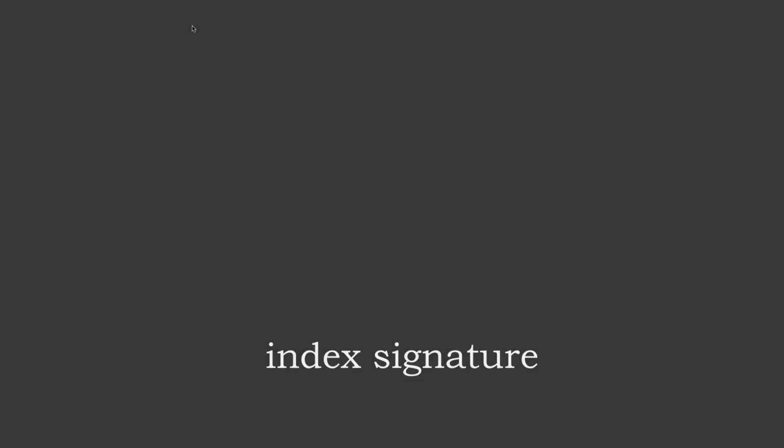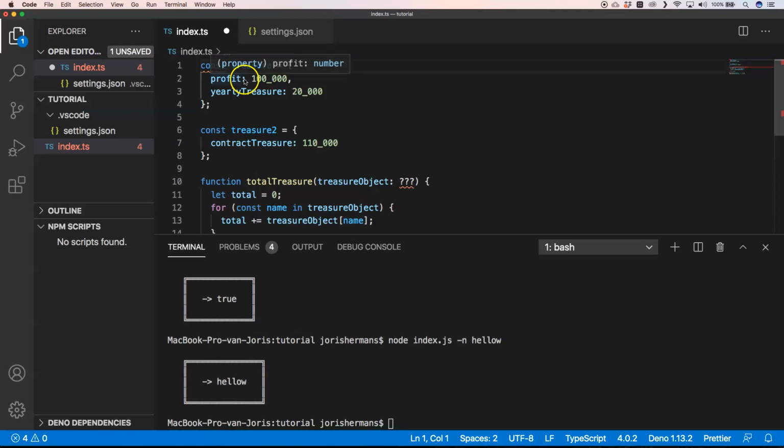In this episode, I'm going to talk about index signatures. So imagine that our code is something like this. It's a treasure, and then you have a treasure 2, and they have keys, and of course they also have values, which are just numbers. And you want to accumulate them together, right?